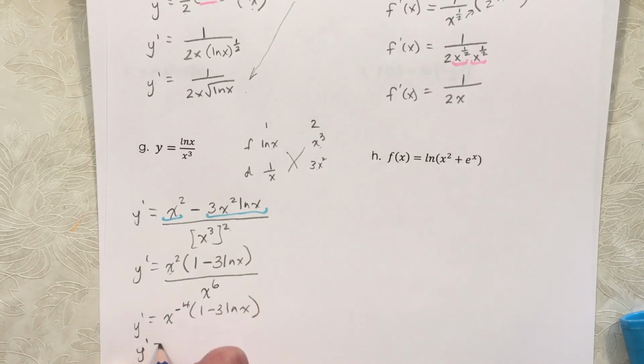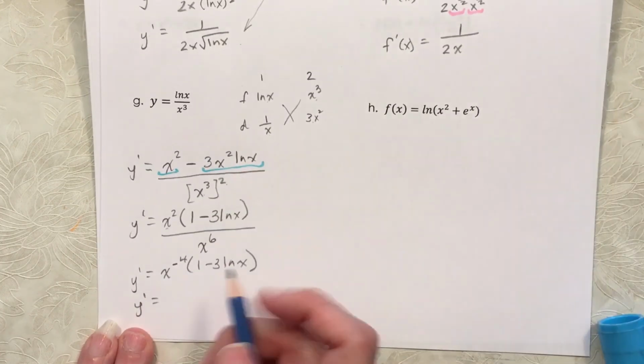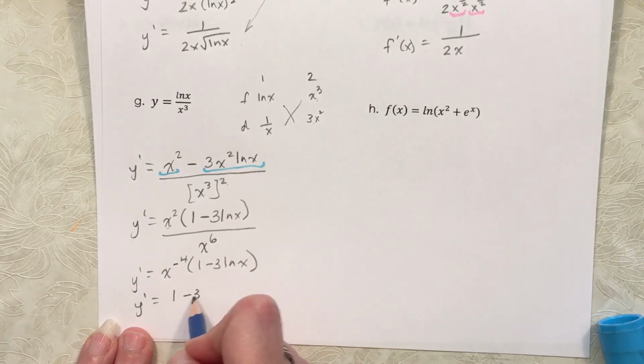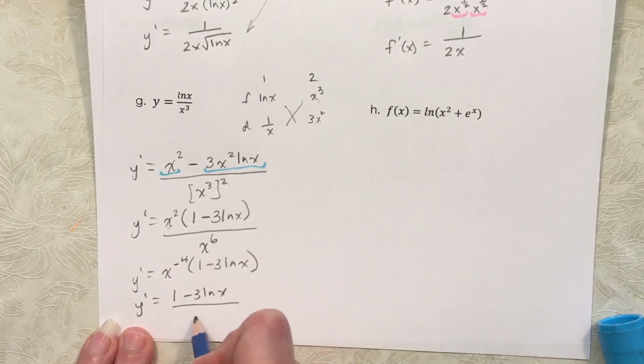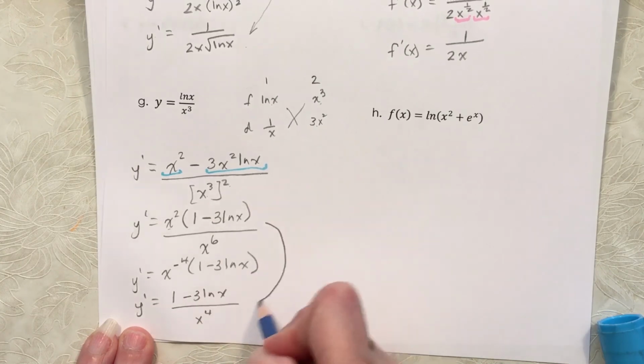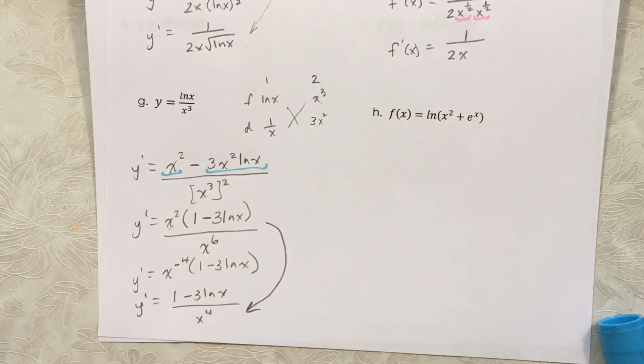But I don't want a negative exponent in my answer because I didn't have one in my question. So I'm going to write that as 1 minus 3 ln x over x to the 4th. And again, if you can go straight from here to here, that's fine. All right, so that was using the quotient rule. Again, so we've looked at using power rule, quotient rule, chain rule, all with ln somewhere in it, okay? And this is our unit on derivatives of special functions. So e is a special function and ln is a special function.